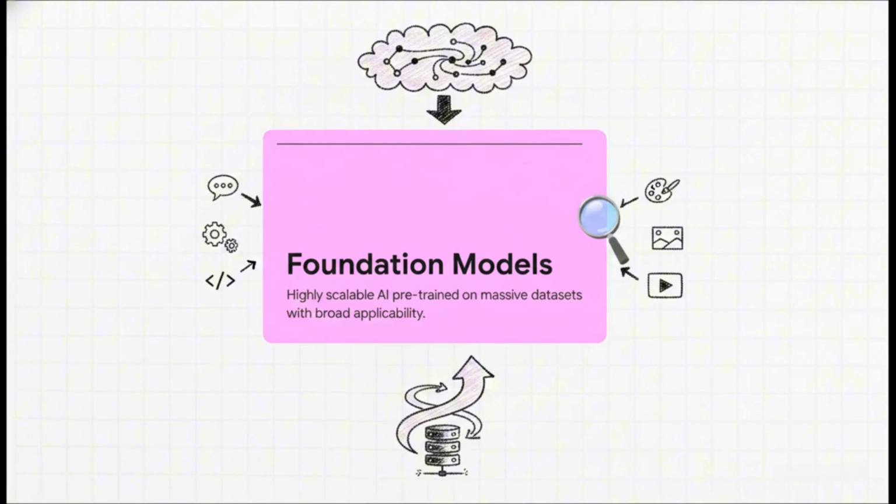And here's the crazy part. Their performance actually scales up the larger you make their computing dimensions. The bigger they get, the smarter they get.